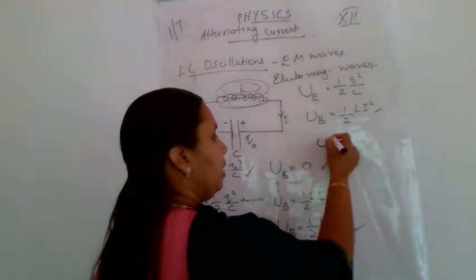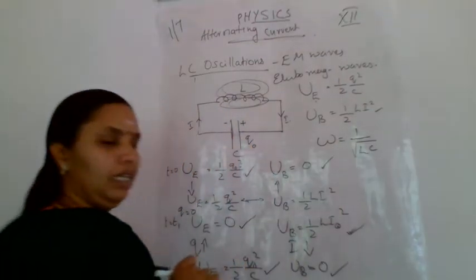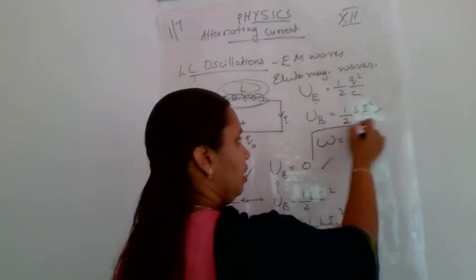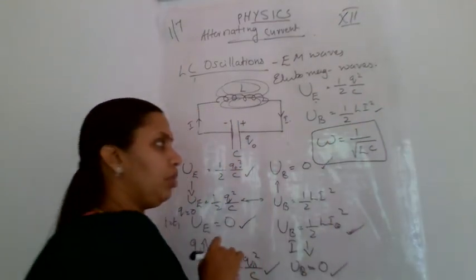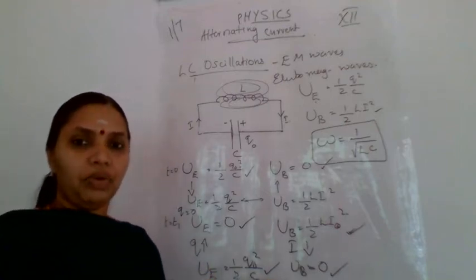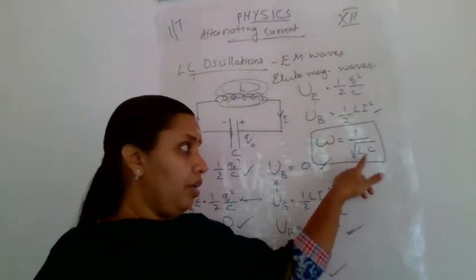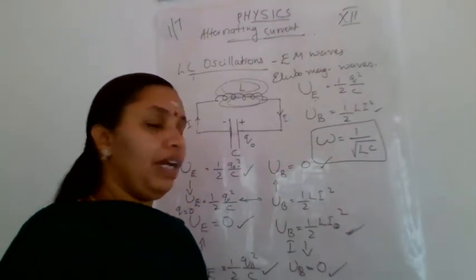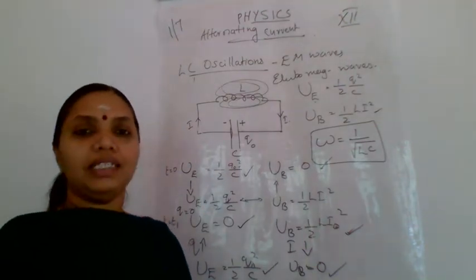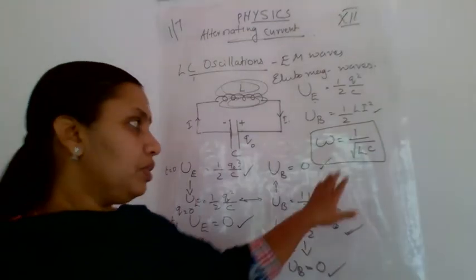The frequency will be equal to 1 by root LC. Okay, 1 by root LC. And we are seeing this. What is this? We studied this as the resonant frequency. Omega is equal to 1 by root LC, or F is equal to 1 by 2 pi root LC. And from this, substituting the value of L and C, we are getting the velocity of light. Isn't it? Velocity of light as 3 into 10 raised to 8 meter per second using this relation.